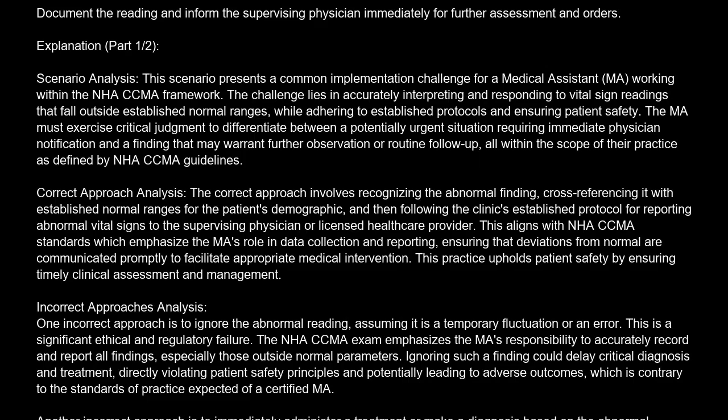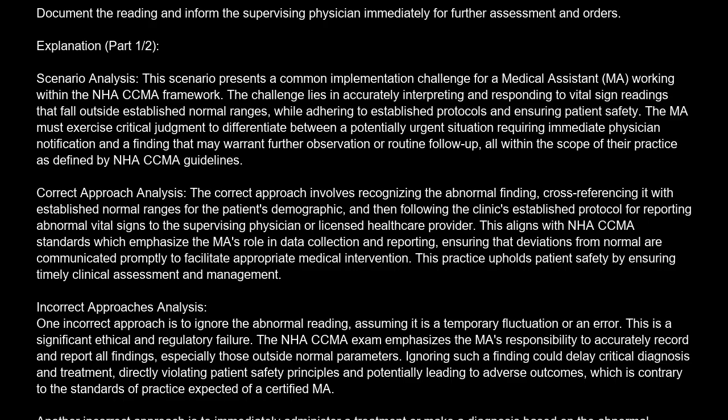The correct answer is C. Document the reading and inform the supervising physician immediately for further assessment and orders. Explanation: scenario analysis. This scenario presents a common implementation challenge for a medical assistant (MA) working within the NHA CCMA framework. The challenge lies in accurately interpreting and responding to vital sign readings that fall outside established normal ranges, while adhering to established protocols and ensuring patient safety.